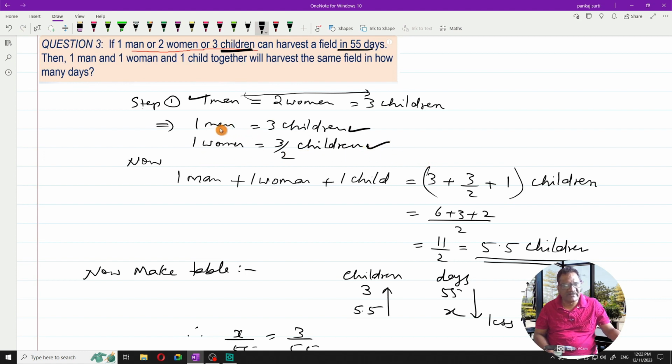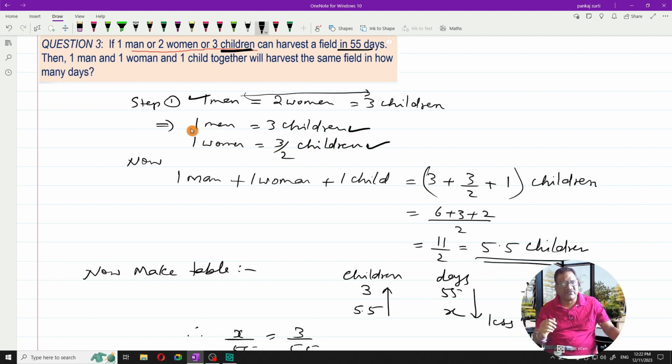Yes, so I get one man is equivalent to 3 children and one woman is equivalent to 3 by 2 children. Even though you are getting a fraction, don't bother about it. It's a mathematical problem. So 3 by 2 is 1.5. Don't think about how you can get 1.5 children. It's a mathematical question, so you can get such values.